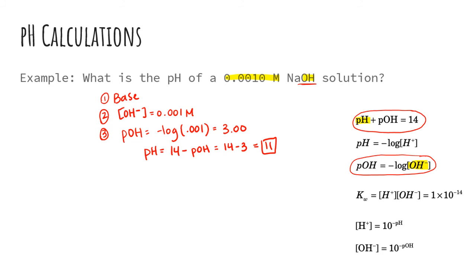In order to find the pOH, I'm going to take the negative log of that hydroxide concentration. That gives me 3. And then I use this formula, pH plus pOH equals 14. So pH is 14 minus pOH. 14 minus 3 is 11. Now let's think about that for a minute. We decided that this was a base, so a pH of greater than 7 makes sense.